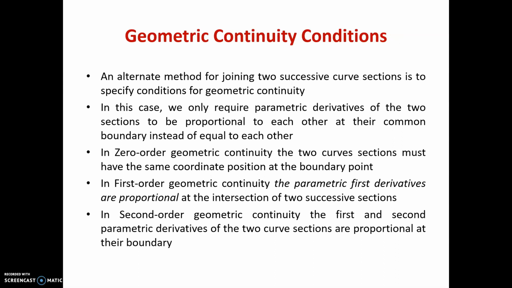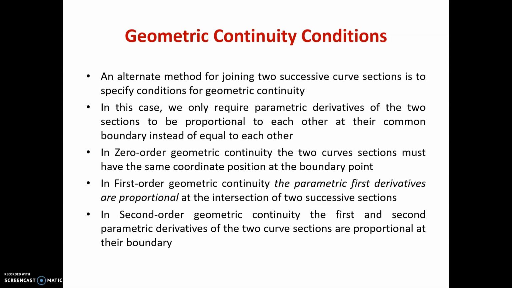Second type of continuity condition is the geometric continuity condition. This is the alternate method for joining two successive curve sections, to specify conditions for geometric continuity. In this case, we only require parametric derivatives of the two sections to be proportional to each other at their common boundary instead of equal to each other.